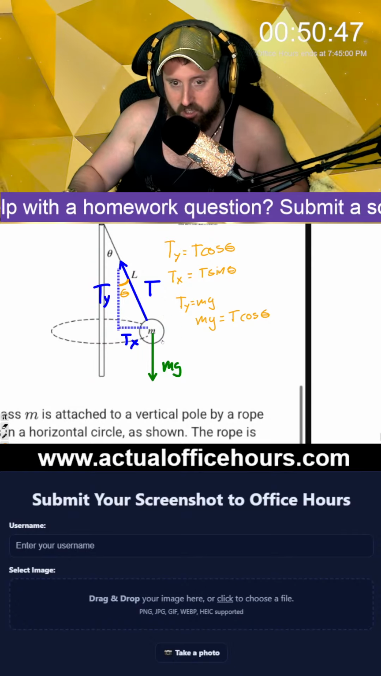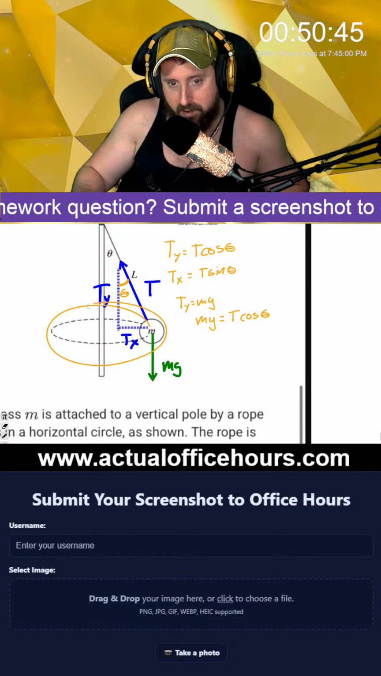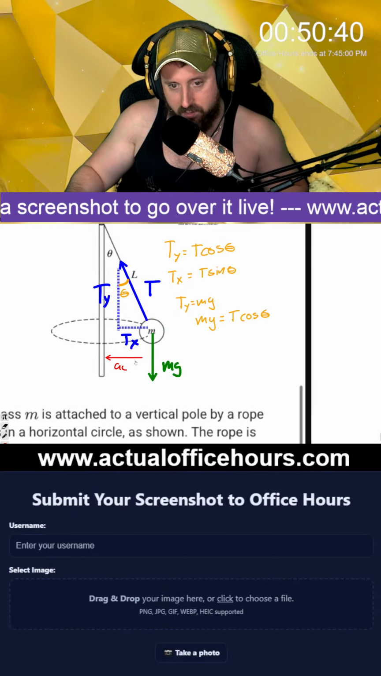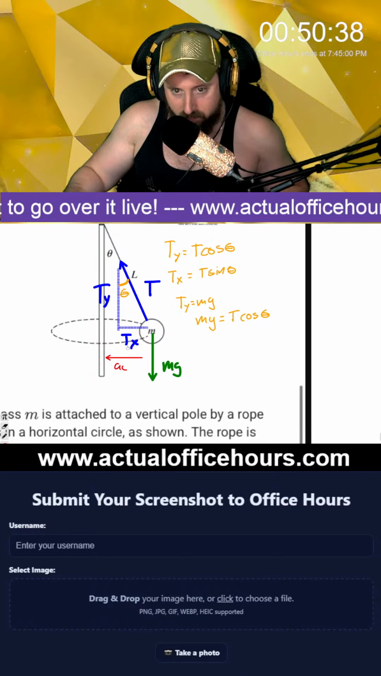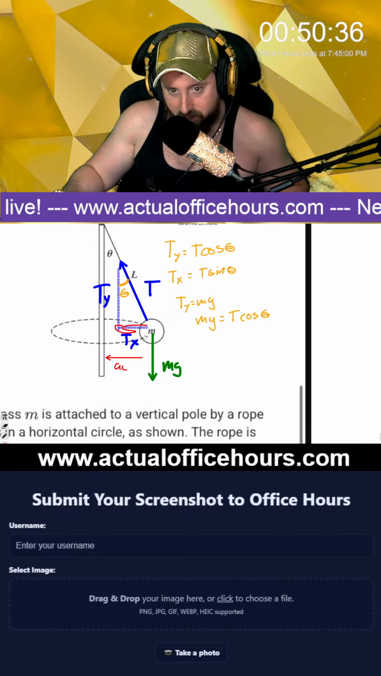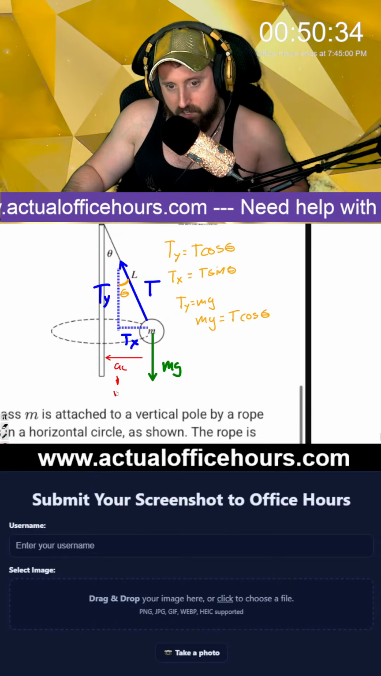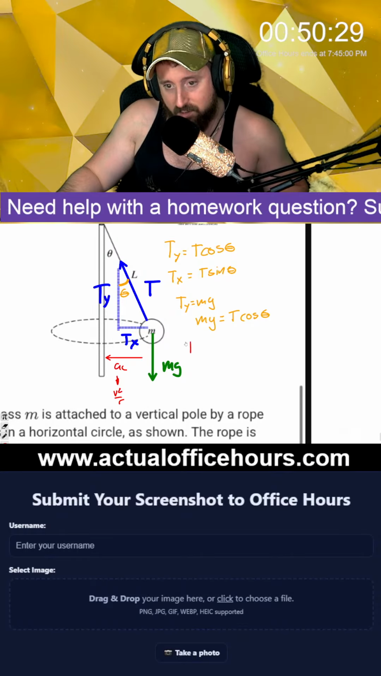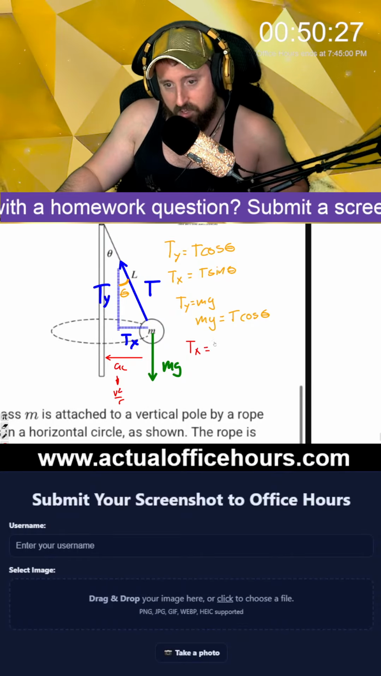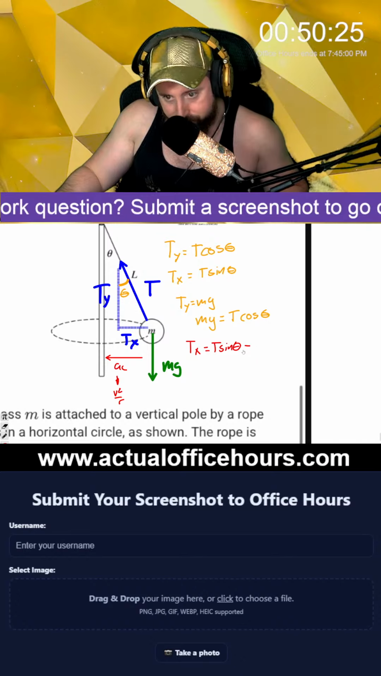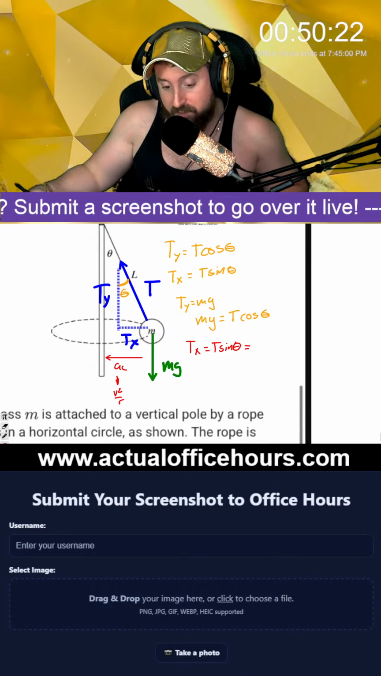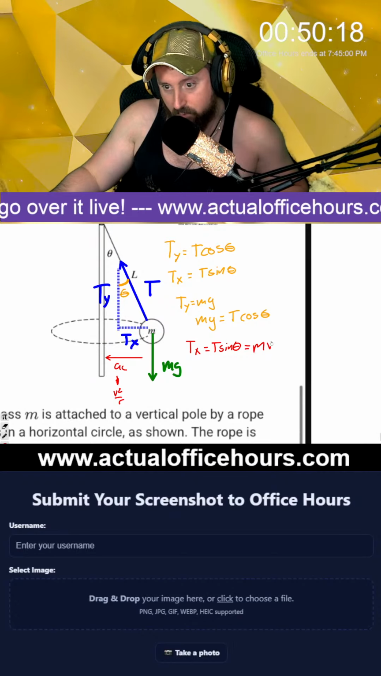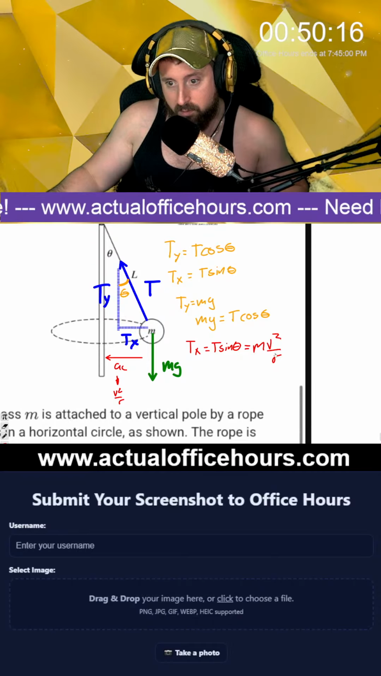Additionally, in the x direction, because this thing is going around in a circle, it is going to experience centripetal acceleration inwards, in the same direction that Tx is pulling. And that's equal to v squared over r. So the sum of forces in the x direction is Tx. So Tx, which is equal to T sine theta, needs to equal the mass times acceleration in the x direction. So that's m times centripetal acceleration, v squared over r.